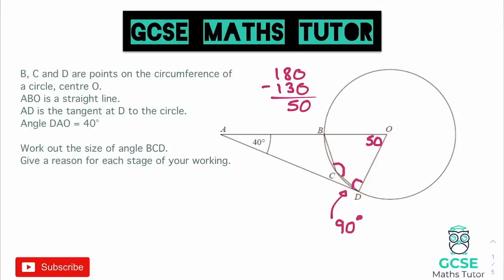Let's get rid of that. And then we've got this angle here that we're looking for, which is an angle at the circumference. But we've got to be very careful here, because although it is an angle at the circumference, it's not related directly to that 50 degrees.